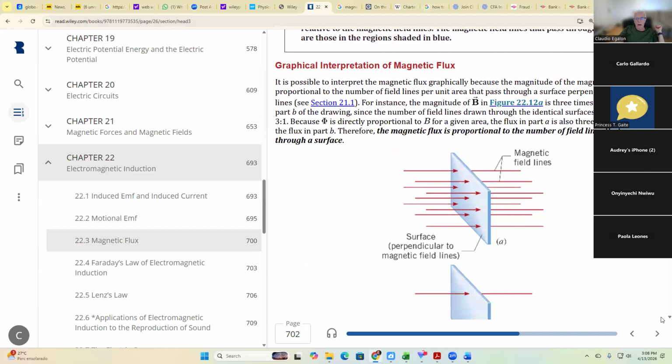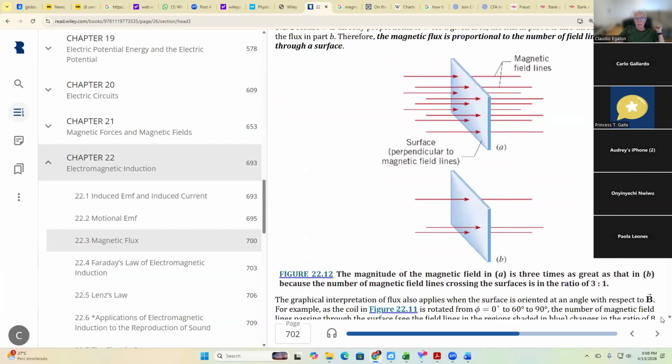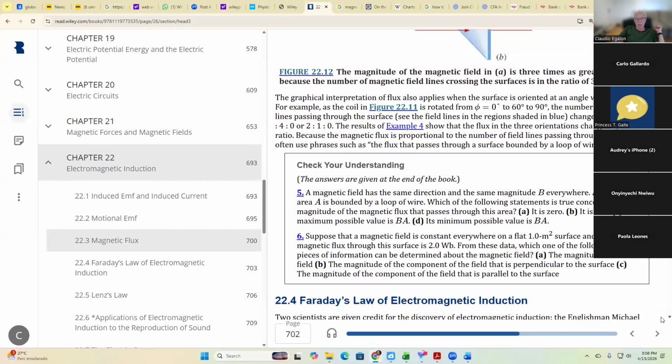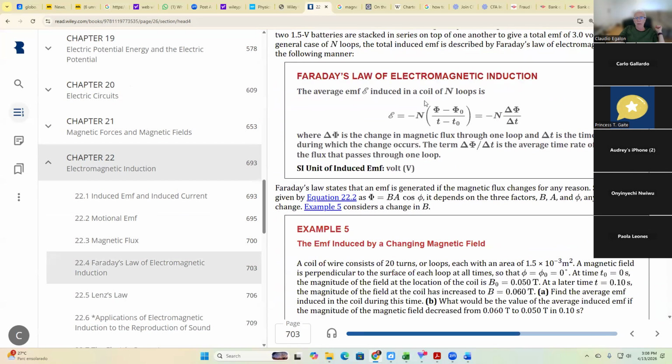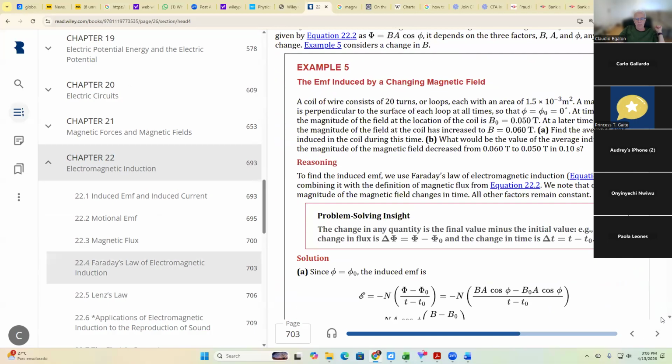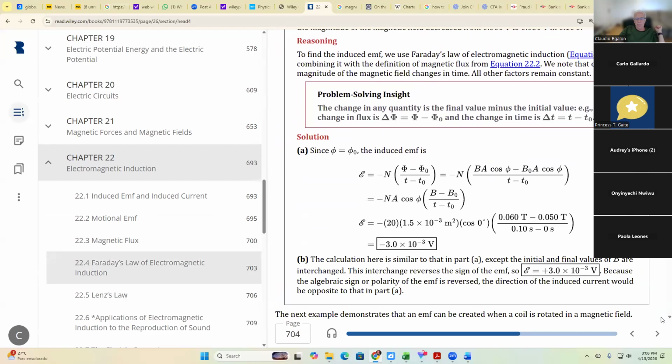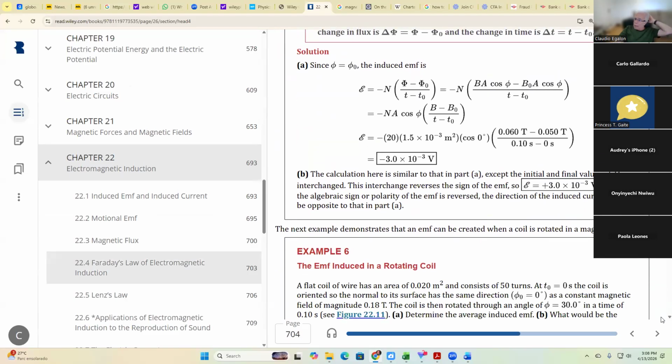Here we go. Lines of magnetic field vector. Faraday's law of electromagnetic induction. Here you go, the same equation that I provided you: delta phi over delta t. And you can either calculate the induced current or the induced electromotive force, or the induced voltage.